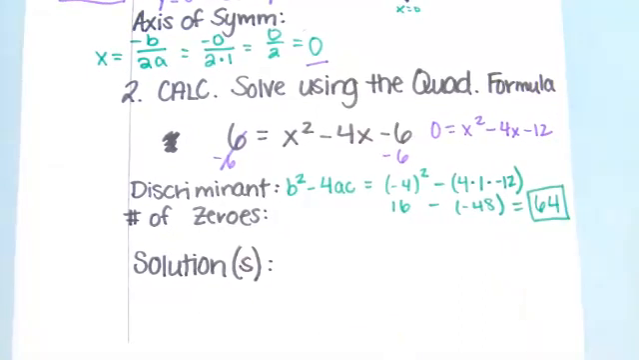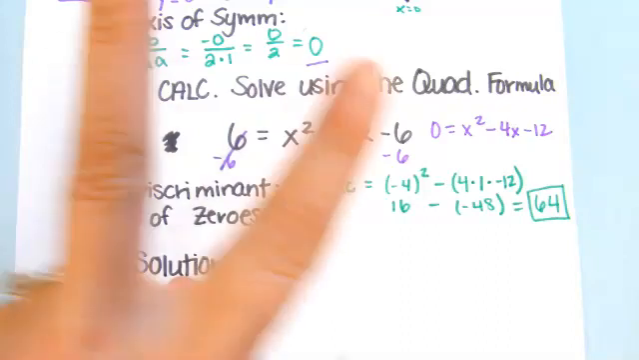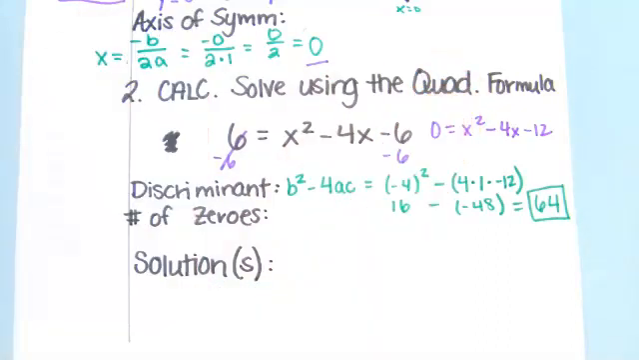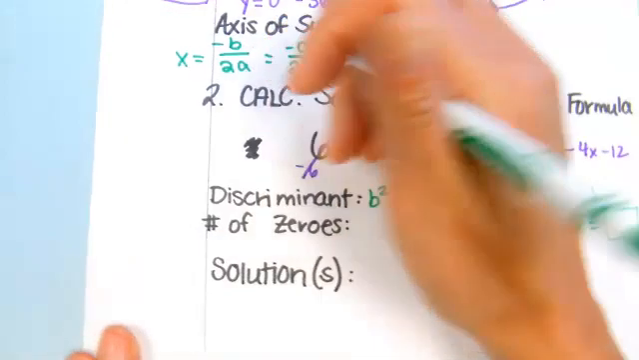So if it is positive 64, how many solutions or how many times is it going to hit the x-axis? Put up your fingers if you know the answer to that question. Is it 0, 1, or 2? Ooh, not many of you know that. 2. Okay, here's the rule for your notes.